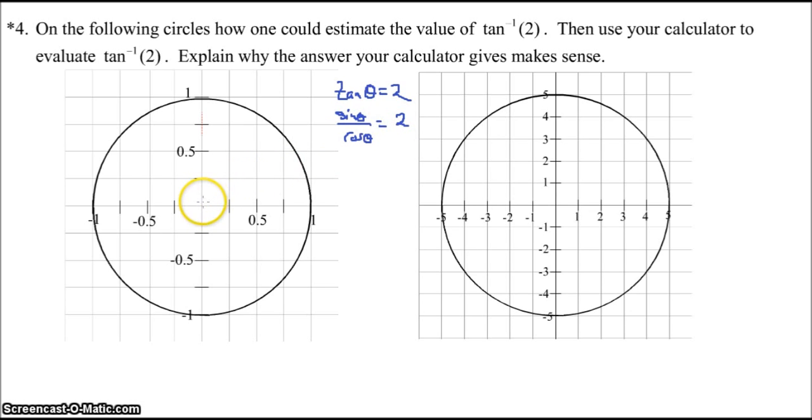Where would this happen? If we went up 2 over 1, we don't even have 2 to go up, so let's try up 1 over a half. Up 1 over a half. This would be where my line would be pointing to.